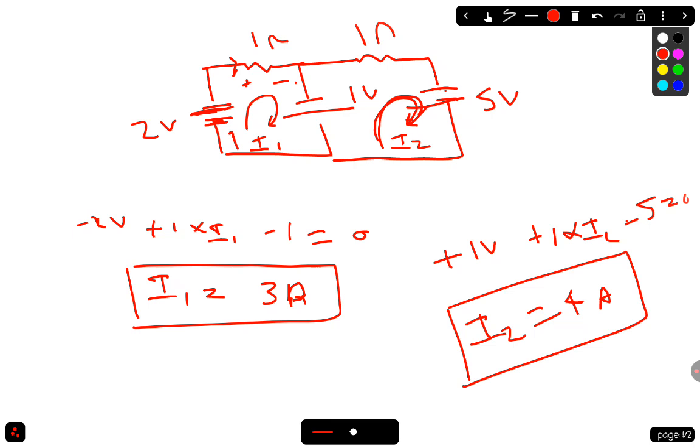So mesh and nodal analysis are two methods through which we are able to calculate node voltage or branch currents. In this lecture we will stop here. Later, in another lecture, I will discuss network theorems. So wait for the third lecture. Thank you for being here.